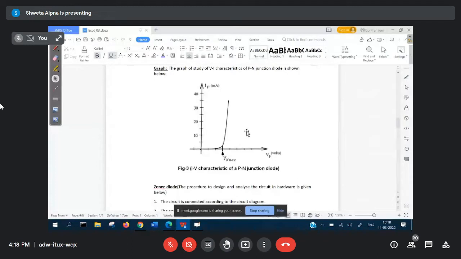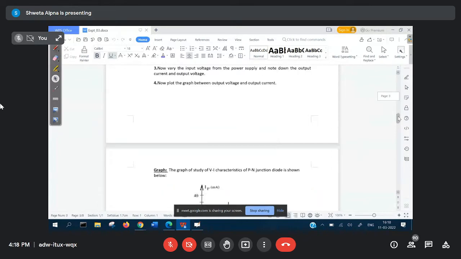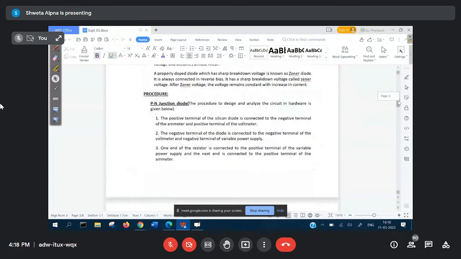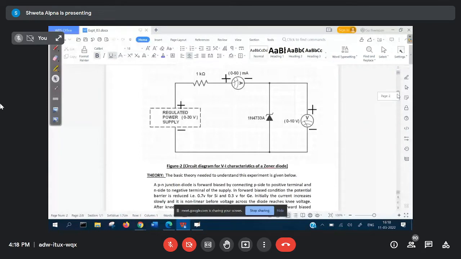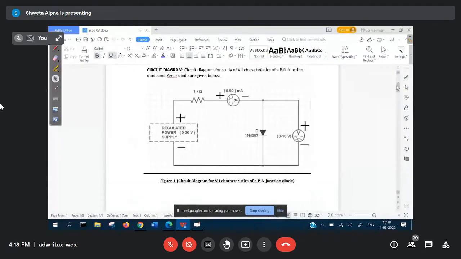The basic thing about a PN junction diode is when it is connected in forward bias. So when is a diode connected in forward bias? If you see here, this is the diode, 1N4007. What is the characteristic of a diode? This is a PN junction diode. This is called the PN junction. That means this black arrow mark is P and this line is N.